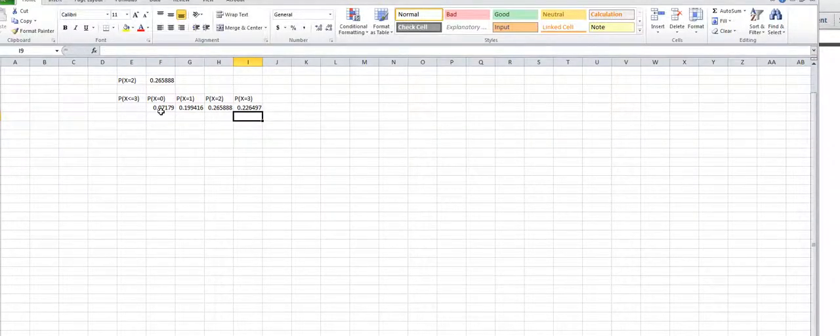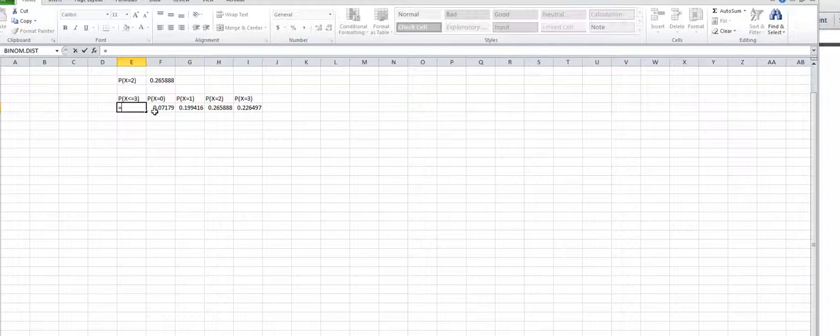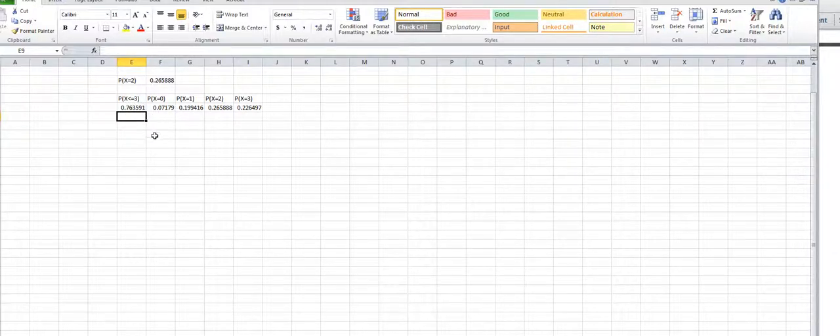So now you got all these 1, 2, 3, 4 probabilities. In order to figure out the probability x smaller than or equal to 3, what you need to do is add all of them together. So you type in equal, in this cell select the F8 and the plus. Find the plus sign on your keyboard and choose this one, and plus this one, plus this one, and press enter. So the probability x smaller than or equal to 3 equals 0.763591. So by doing this, you can figure out the probability x smaller than or equal to 3.